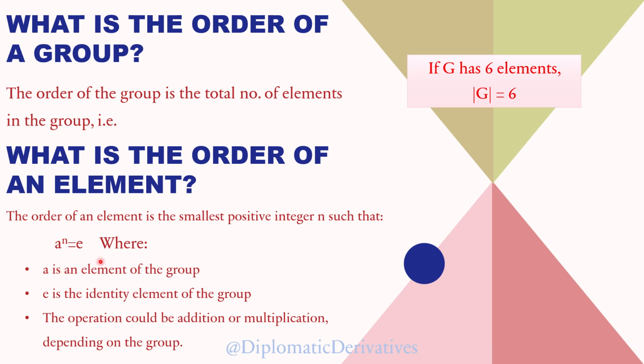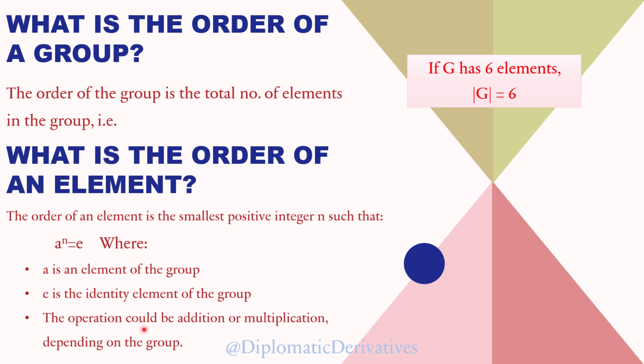By understanding what the order of an element is, we understand basically a part of a group. So a group might have 6 elements, right? Each element will have its own order, okay? And what do we mean by that order? It's represented by this equation, a raised to n is equal to e, where a is an element of the group, so any element of the group that we take, and e is the identity element of the group.